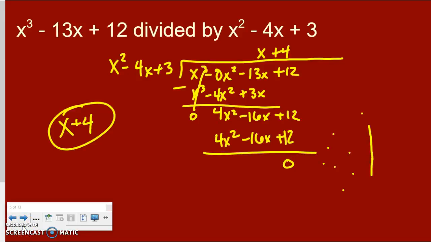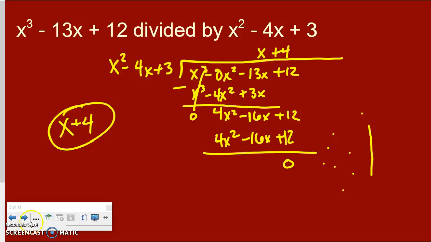If you did the problem right, it actually turns out to be pretty easy. You only have to do really 2 steps here, and you should see that x plus 4 should be your answer. A remainder of 0, which means that x squared minus 4x plus 3 is actually a factor of x cubed minus 13x plus 12. Kind of interesting. Looks scary. Not too bad. The process is still the same. If you need Mr. Garth to pause it so you can look at my work to get an idea of what I did, go ahead and ask him to do that.